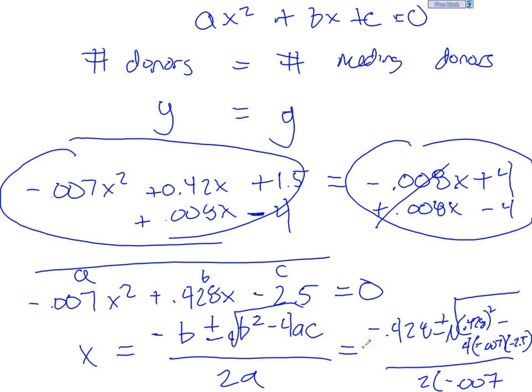So I'm going to simplify what's under the radical first and take the square root of it, and then I'll break it up into 2 separate, actually, we'll just do it in one step in the calculator.